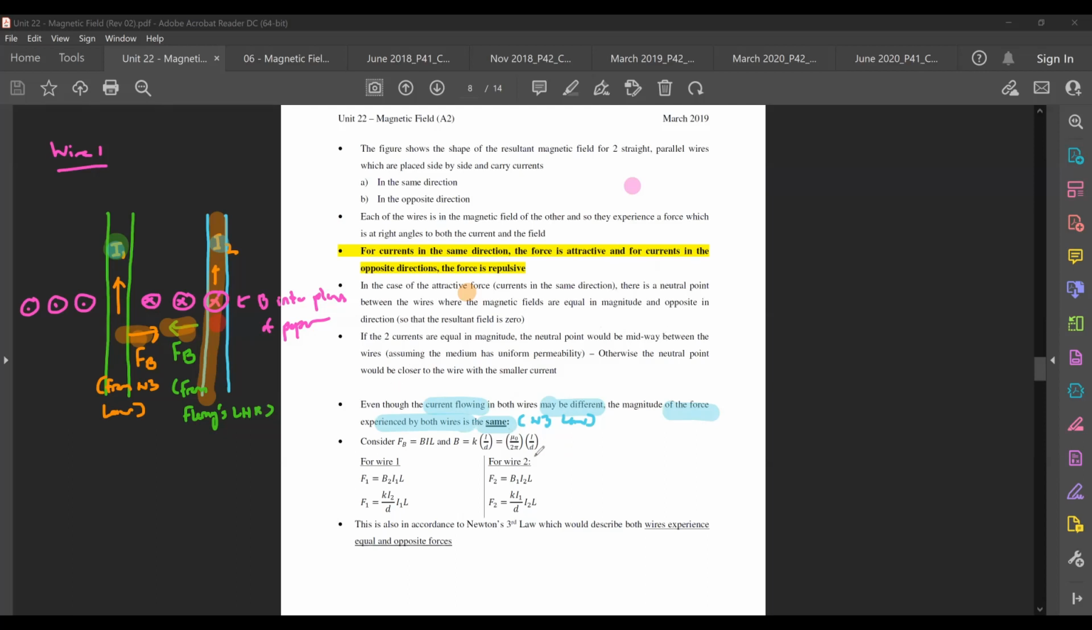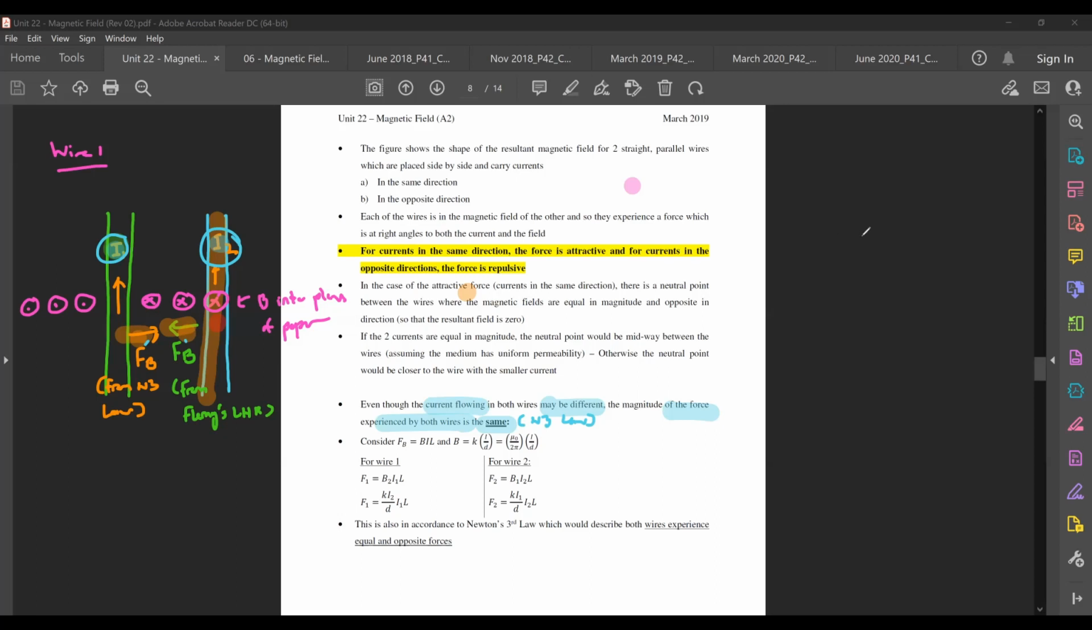Because the questions do sometimes ask you, what if the currents are different? Will it cause the force experienced to be different? The answer is no. The force experienced by both wires will always be the same because of Newton's third law. There's a way to prove it using calculation. That one is actually shown here below.